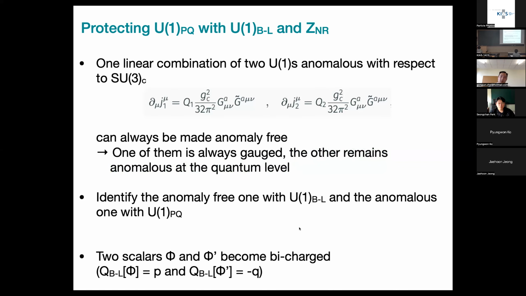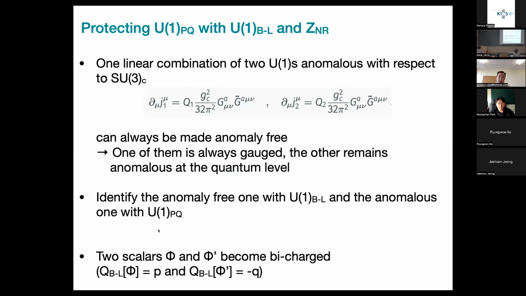We can now identify, given that we can readily gauge U1 B minus L, which is not at all trivial by the way, but U1 B minus L is known to be perfectly gaugeable with the aid of the presence of free right-handed neutrinos. So why not identify the anomaly-free U1 with U1 B minus L, and the anomalous one with U1 Peccei-Quinn. So the idea is you're given two U1s, and you can always have one gauged U1, that is U1 B minus L, and the other anomalous one, that is U1 Peccei-Quinn.